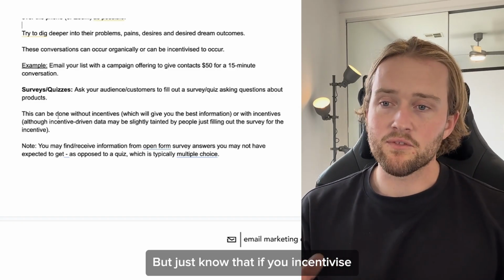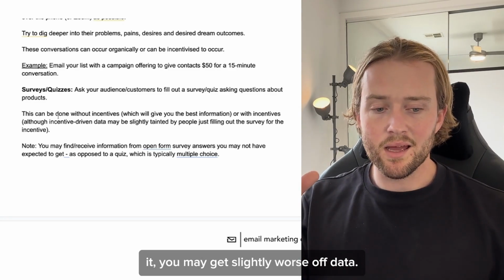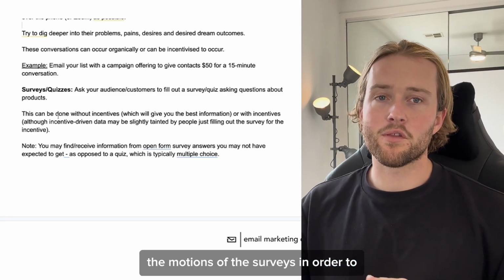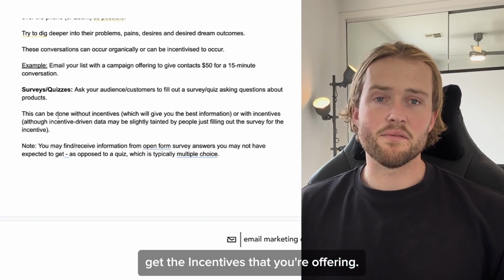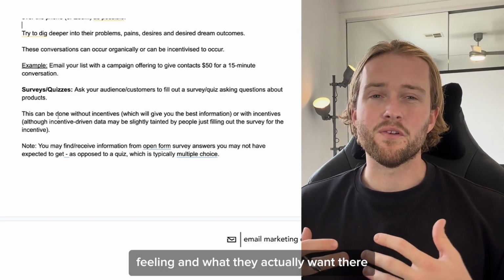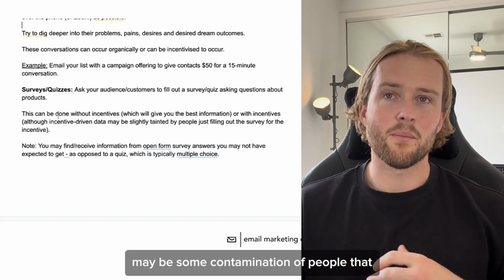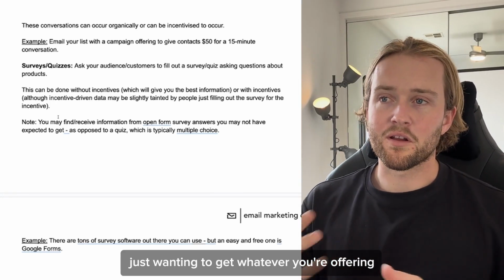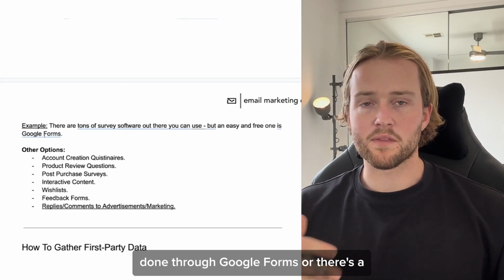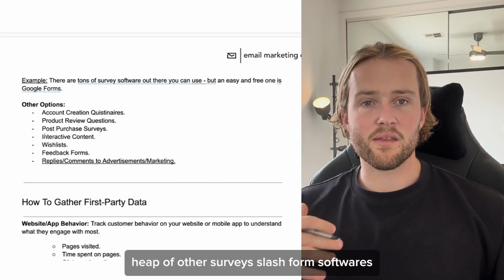But just know that if you incentivize it, you may get slightly worse data, or you may have people just going through the motions of the surveys in order to get the incentives that you're offering. It won't be purely just what the people are feeling and what they actually want. There may be some contamination of people just wanting to get whatever you're offering. Actually, I believe this can easily be done through Google Forms, or there's a heap of other survey/form software.